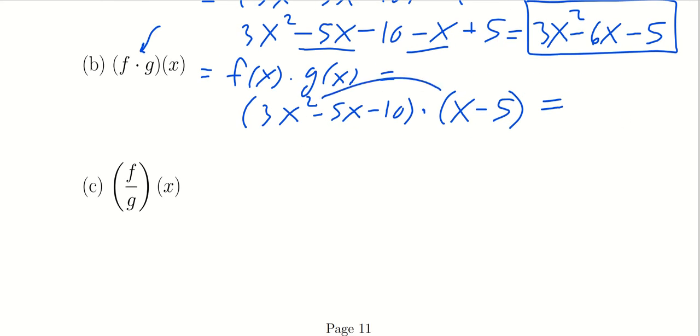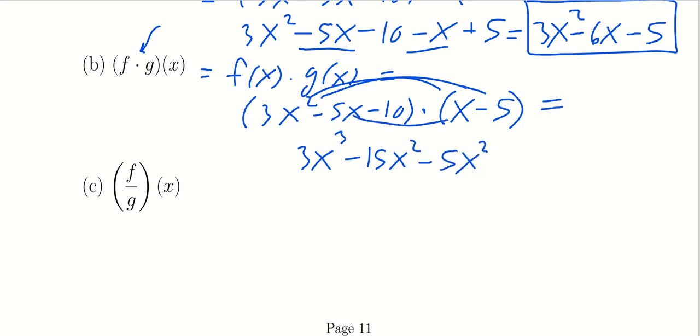We take 3x squared times x. That'll give us 3x cubed. 3x squared times negative 5 will be a negative 15x squared. Negative 5x times x is a negative 5x squared. Negative 5x times a negative 5 is a positive 25x. Negative 10 times x is a negative 10x. And a negative 10 times a negative 5 would give us a positive 50.